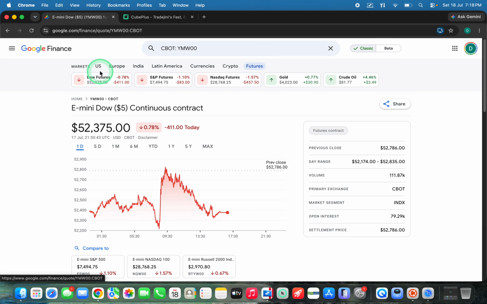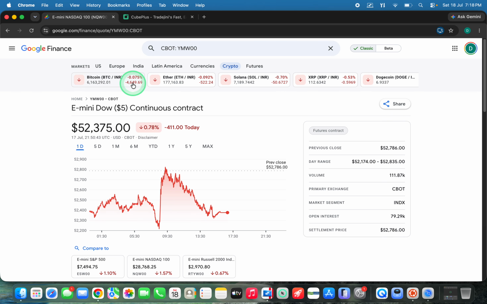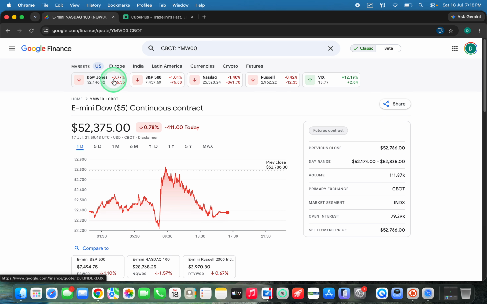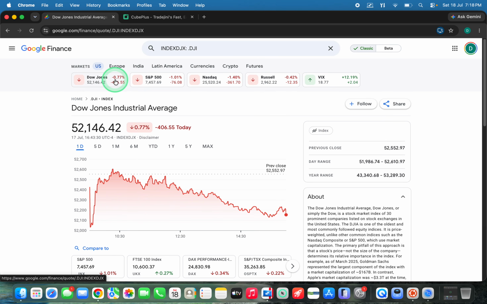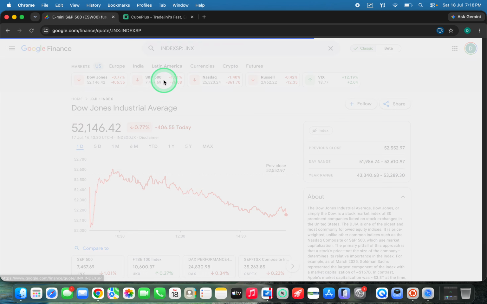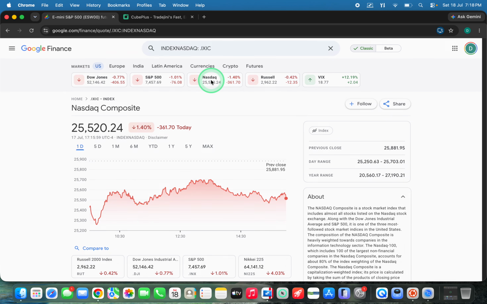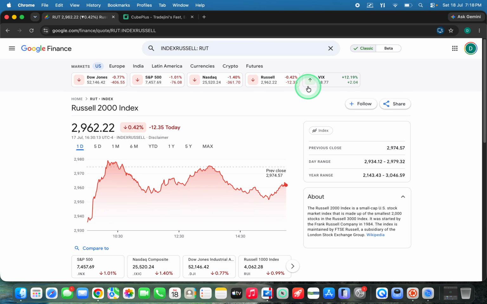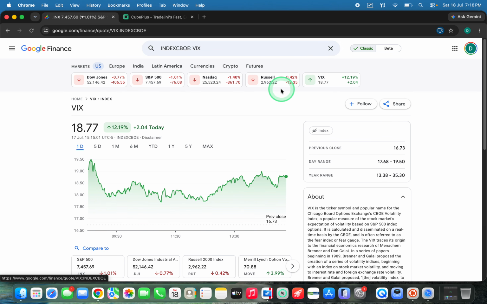You also keep track of crypto, which are risk assets, and how they are behaving. You also keep track of benchmarks, Dow Jones, S&P, Nasdaq, Russell 2000 as well. And you keep in mind what's happening in VIX, US VIX and India VIX as well.